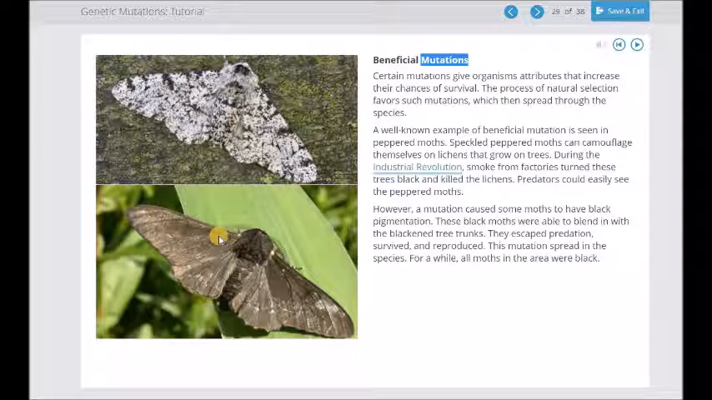Now, the Industrial Revolution has gone away. We're now not putting so much smoke in the air. The trees are no longer covered in black soot, and now they're moving back towards this. Okay, now this is no longer a beneficial mutation.